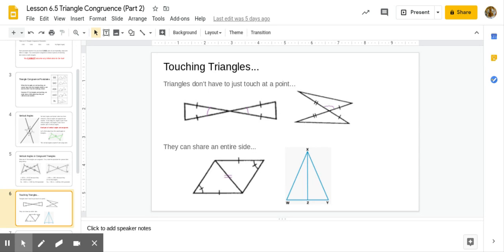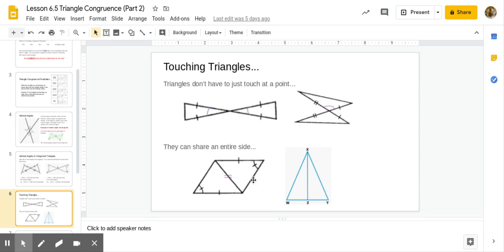Now, triangles don't have to touch at a point. They can share an entire side. So here we have 2 triangles. They're intersecting here, and then we have the vertical angles marked kind of with a purplish color right there. These 2 would be touching at a point. This sort of more butterfly looking one would also have a pair of vertical angles here. One of them is marked, the other one is not. But those are also touching at a point.